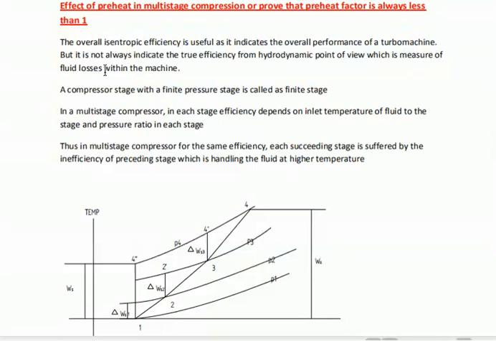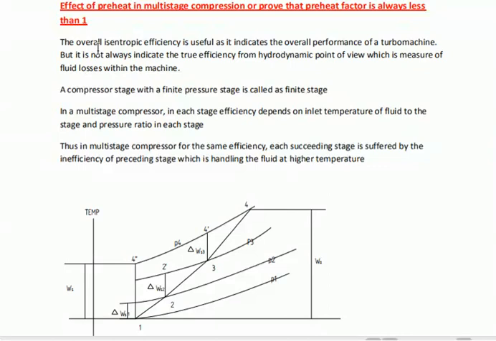If you have any losses in the fluid, we are not getting the accurate efficiency or accurate performance of the turbo machines. So the overall isentropic efficiency is useful for indicating the overall performance of the turbo machines, but it does not always indicate the true efficiency. See this word, true efficiency. Why is it not indicating the true efficiency? Because from the hydrodynamic point of view, it is a measure of fluid losses within the machines.